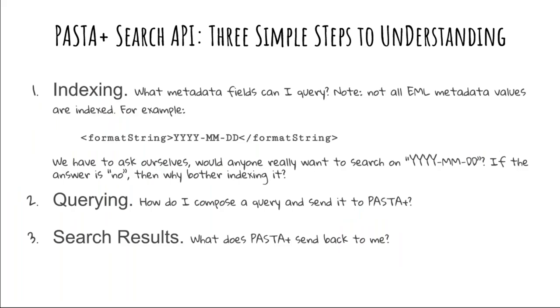Before we do that, I would like to break down the understanding of the Pasta Plus Search API into three fairly simple steps. First, we have to understand what is indexed in Pasta Plus in its Solr server, which fields are retrievable. If we don't understand what is indexed, then we won't know what is involved in constructing good queries if we don't know what's queryable. Second, we have to know how to construct that query, compose it, and send it to Pasta Plus. And third, we have to understand what the search results are, what format that they're in, and how to parse them in terms of what gets sent back to us.